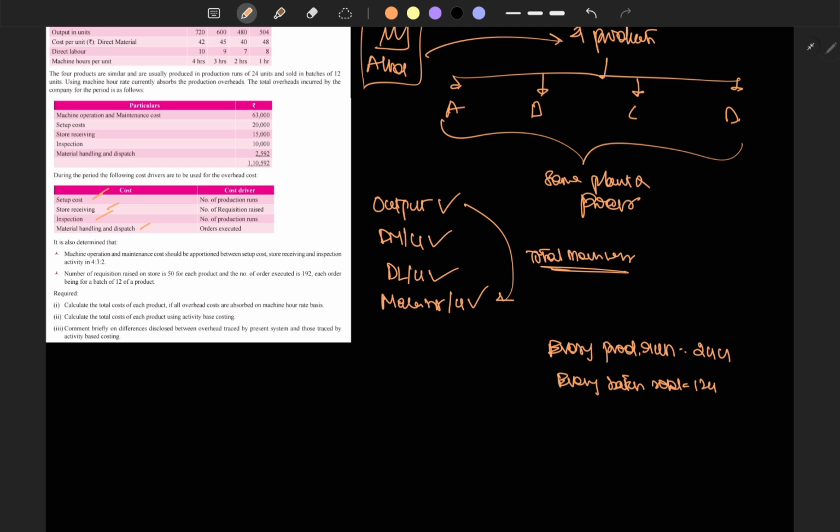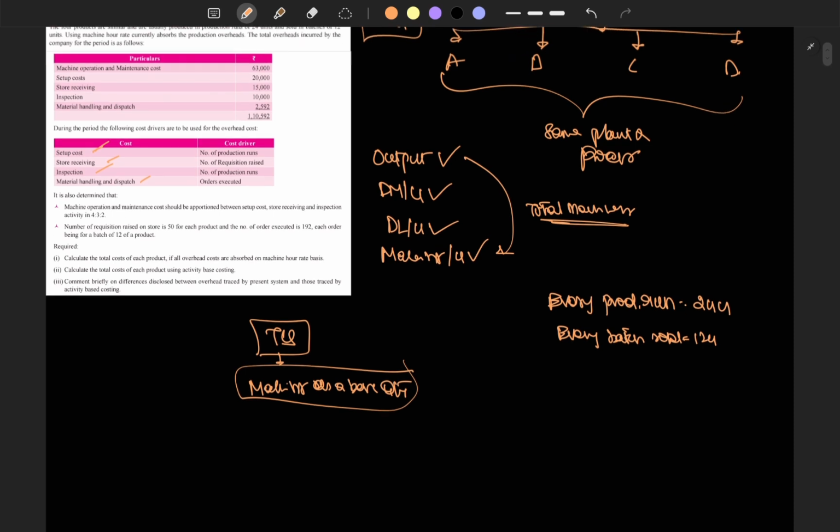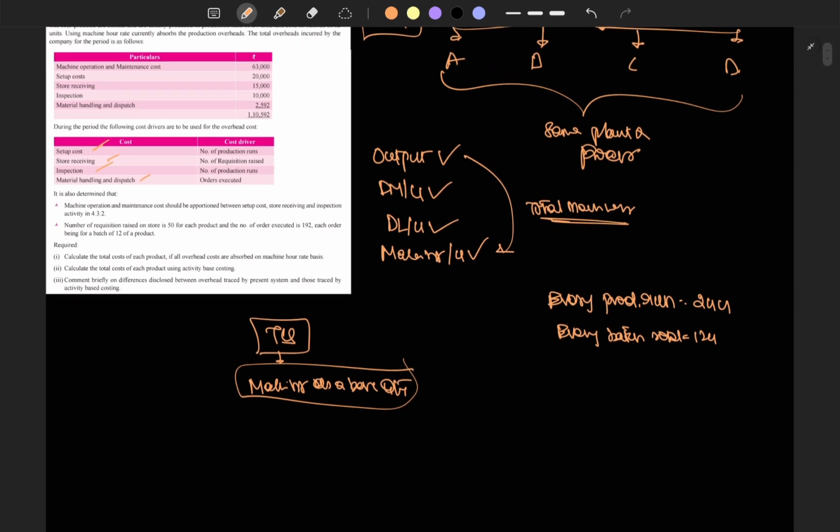And what else? Using machine hour rate, the company currently absorbs the production overheads. So currently they are using the traditional costing system, which is the overhead absorption method, with machine hours as the base quantity. The total overheads incurred by the company for the period are given in this sum by activities. Let's fill this up with all the information given.